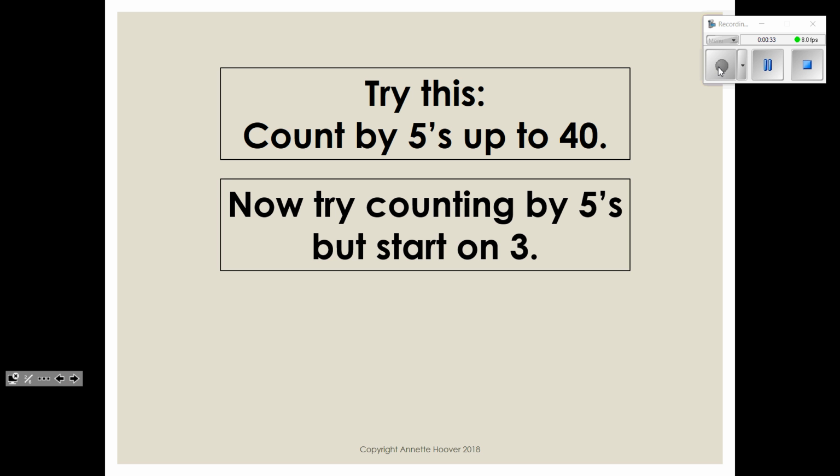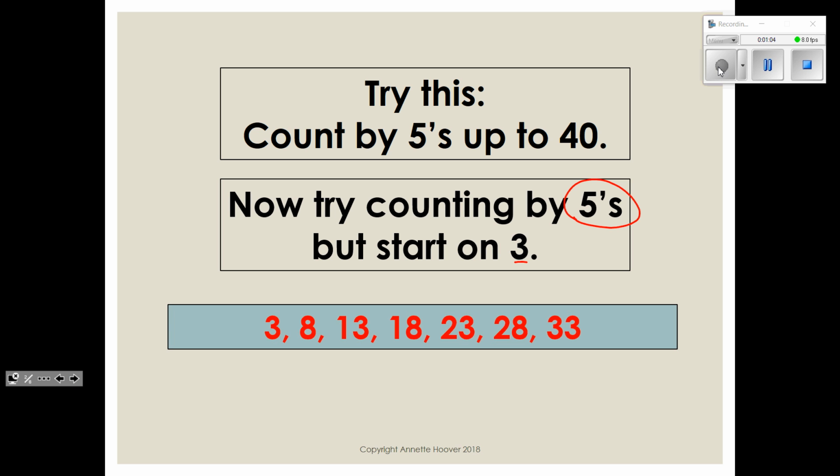But what if I ask you to count by fives, but not to start on 5, but for example to start on 3? Could you start on 3 and count by fives? 3, 8, 13, 18, 23, 28, and so forth. That is an arithmetic sequence. It's where you are counting by the same number each time, but you may not be starting on the number that you are counting by.